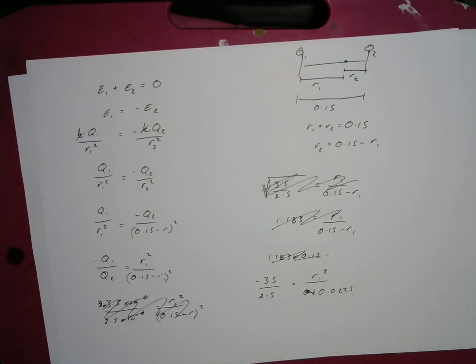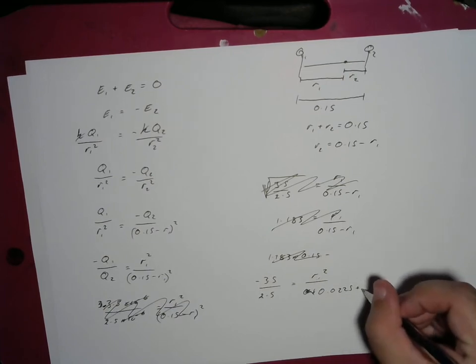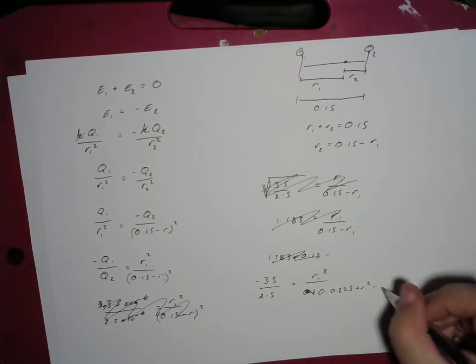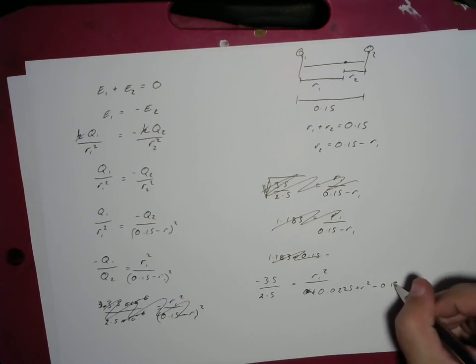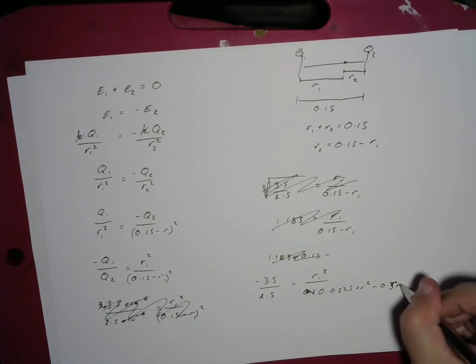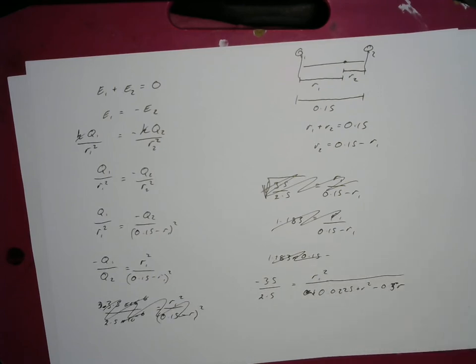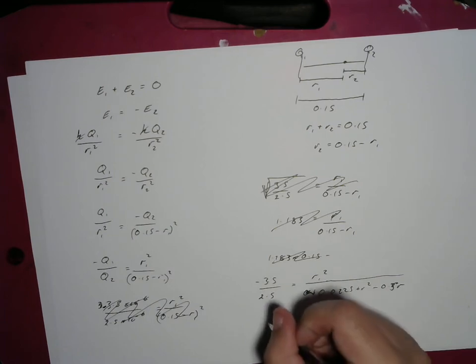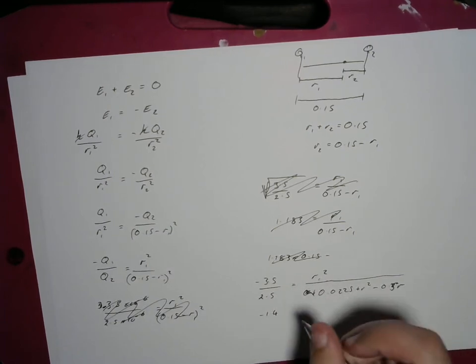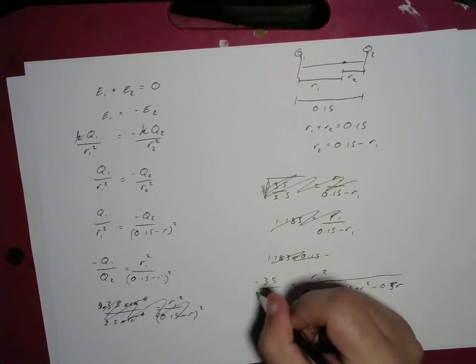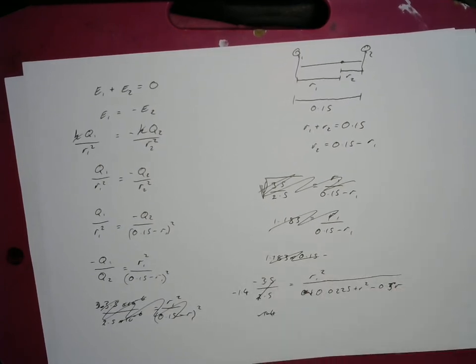Let's see. We're going to have a plus R squared, and then we're going to have minus 0.3 R on our bottom there. And so this is going to be negative 1.4 on that side, and that's going to just go to negative 1.4.